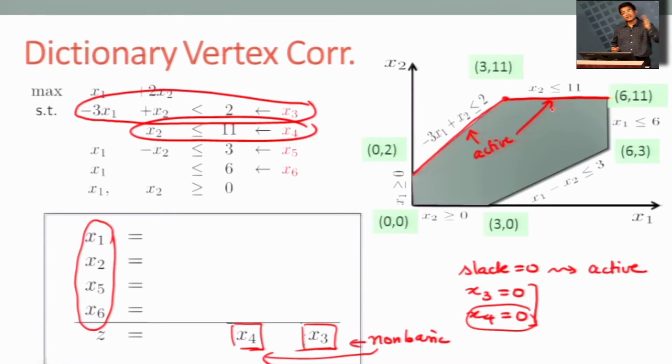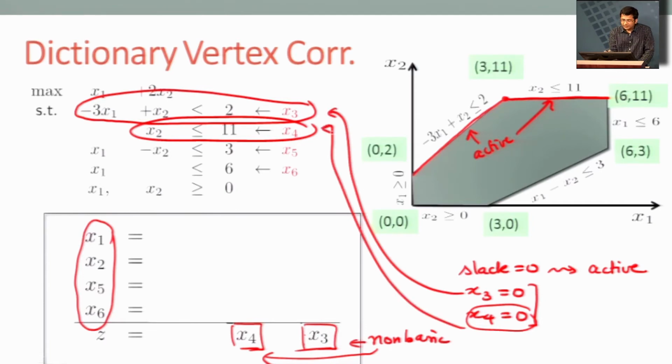So the dictionary has set two non-basic variables to 0. Why 2? Because 2 is the number of variables in the original problem, the dimensionality of the original problem. And going back to the original problem, we can interpret it as saying two slack variables are 0. If two slack variables are 0, the corresponding constraints are activated. Therefore, a dictionary like this activates two constraints.